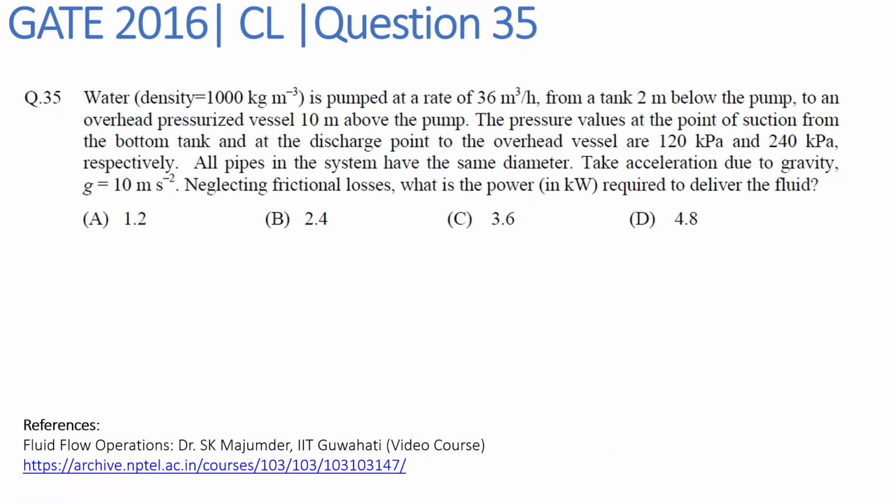All pipes in the system have the same diameter. Take acceleration due to gravity, g, equal to 10 meter per second square. Neglecting frictional losses, what is the power in kilowatt required to deliver the fluid?